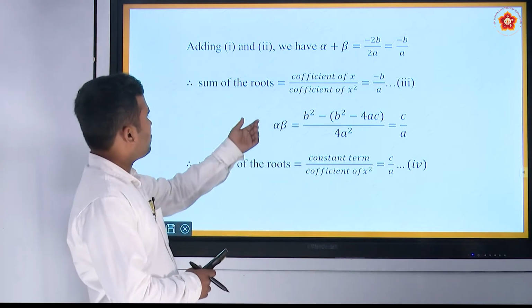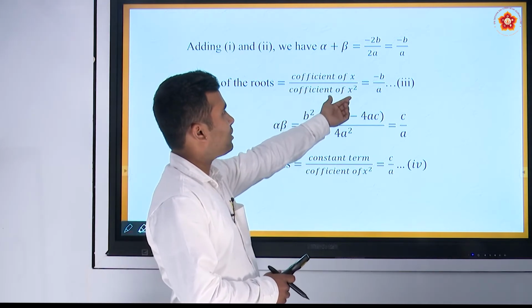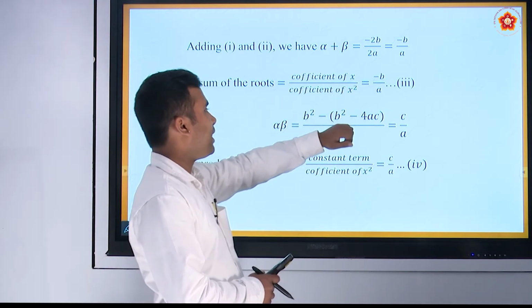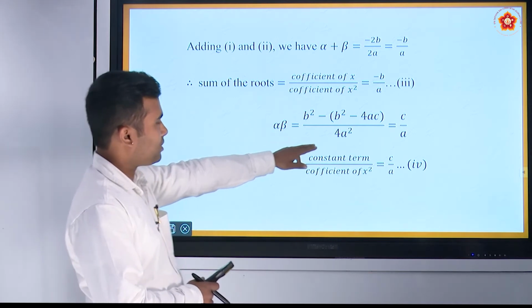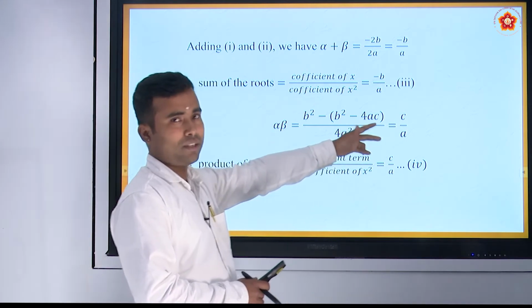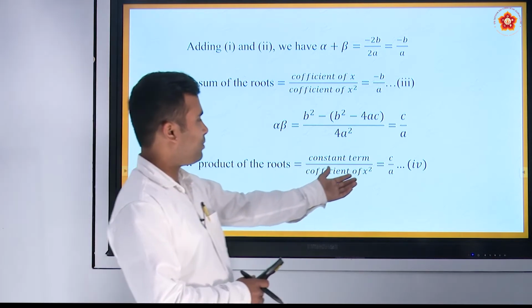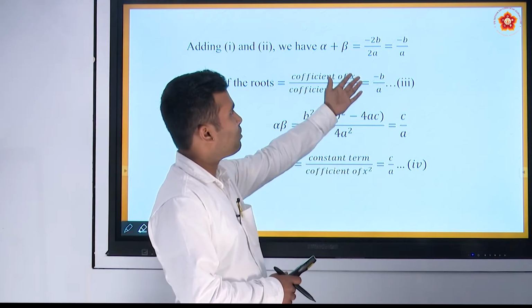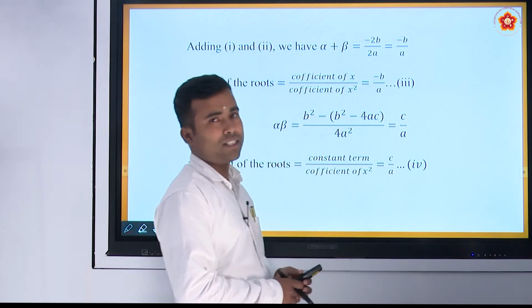And the sum of the roots is nothing but the coefficient of x divided by the coefficient of x square, which gives minus b by a, and also the product of roots. The product of roots is nothing but c by a, which we know from earlier classes. Therefore, the sum of the roots is minus b by a, and the product of roots is c by a.